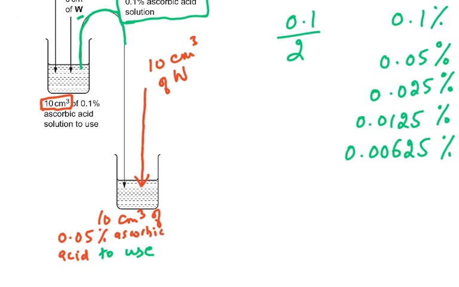Now, just to show you how we're going to halve the concentration. 0.1 divided by 2 will give you an answer. Divide that by 2 will give you the next answer. So the answers were what? 0.1%, then 0.05%, then 0.025%, 0.0125%, and 0.00625%. So these were the concentrations that you had to make, and there were a total of 1, 2, 3, 4, 5. I hope everybody understands that.